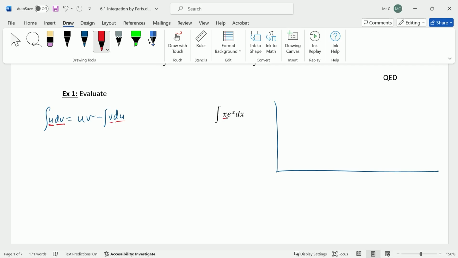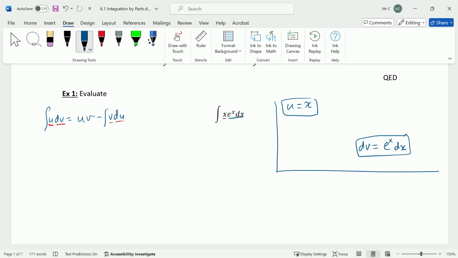So I look at this and I think about, okay, x. Well, the derivative of x is 1. So that makes things pretty simple. So that's what I'm going to pick for my u. So I'm going to say u is x, and then choose dv to be what's left: e to the x dx. Don't forget the dx part. Okay, so these are the things that I'm choosing. I'm identifying these from the integral expression.